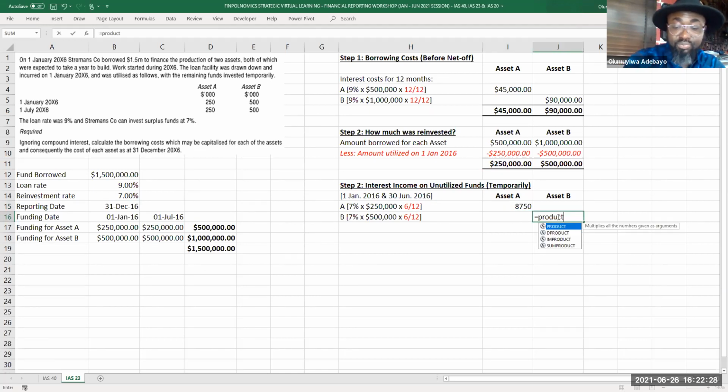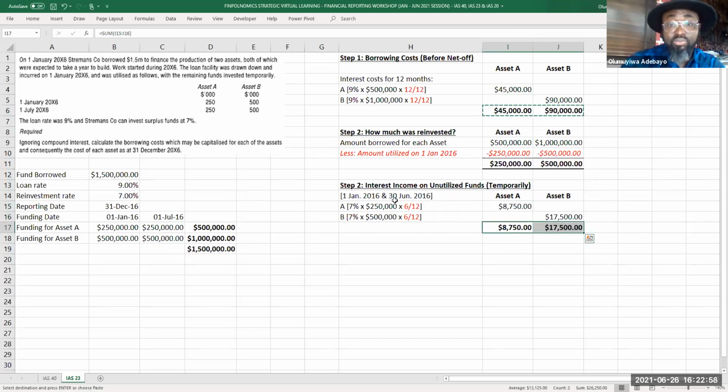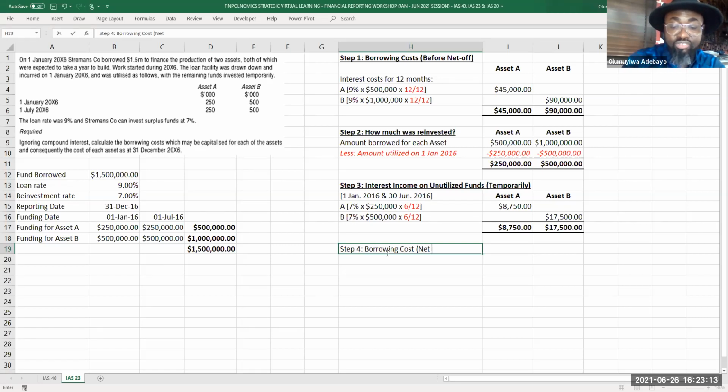We'll do the same thing for asset B. 7% multiplied by 500 multiplied by half a year, 6 over 12. That is it. Therefore, this represents our interest income. I sum it up, which is my step 3. Now, step 4 is to determine my borrowing costs, which is net of the interest income for capitalization.